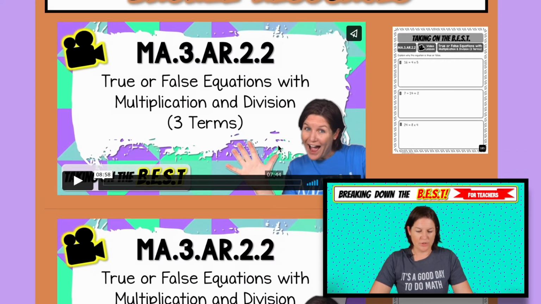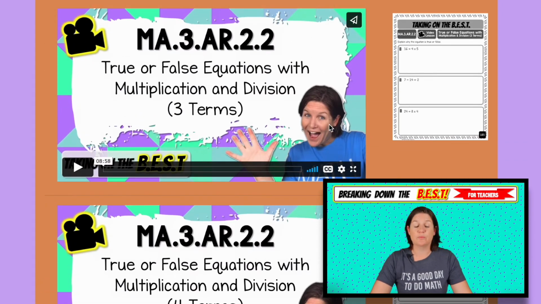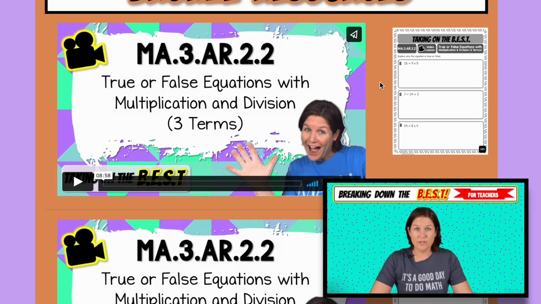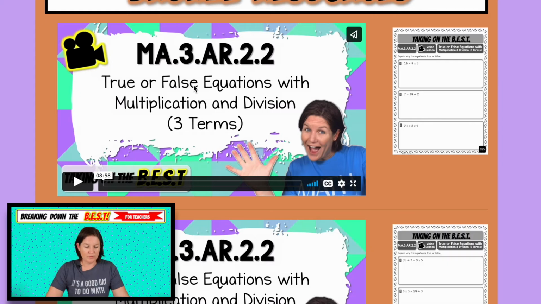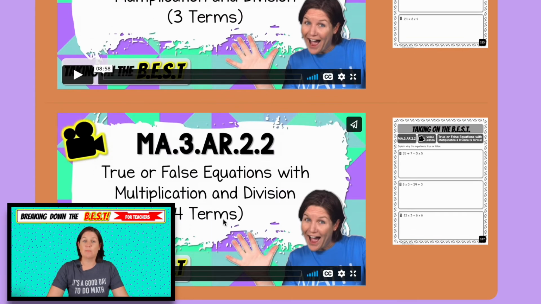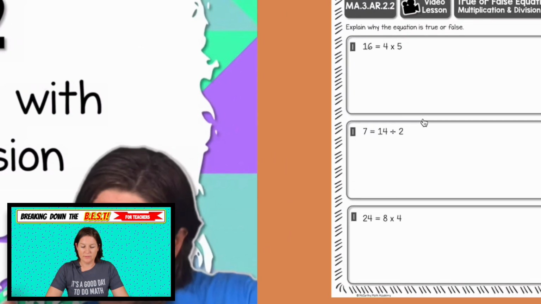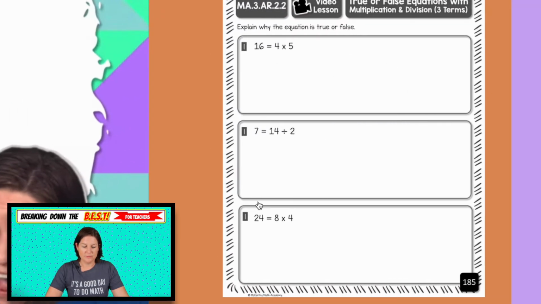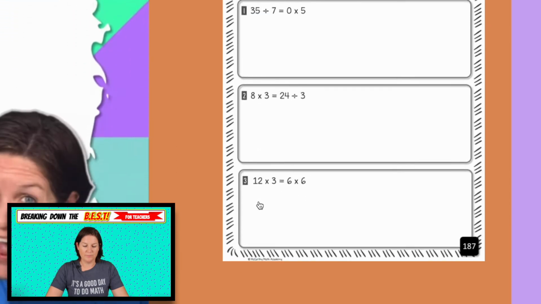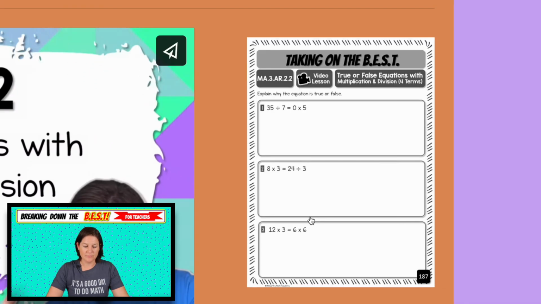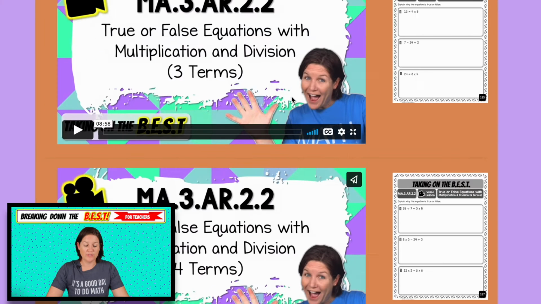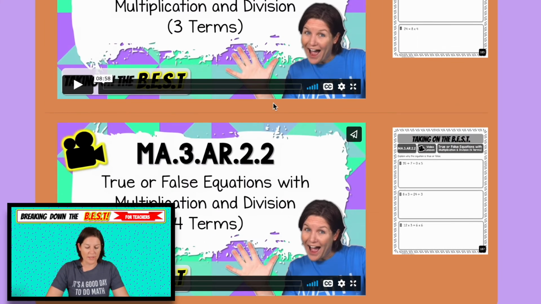All right, so let's see. We've got 2 video lessons for the bronze resources. The silver and the gold also have access to this page as well. So for the first video, we're doing true or false equations with multiplication and division with 3 terms. And in the next video lesson, we bump it up to 4 terms. So you can see here, if we zoom into what the page looks like, we've got the 3 terms. See that? And then for the other one, 4 terms. And it says explain why. So not only are we determining if it's true or false, we're also explaining why it would be.